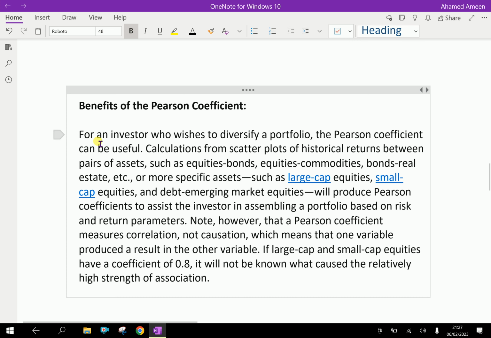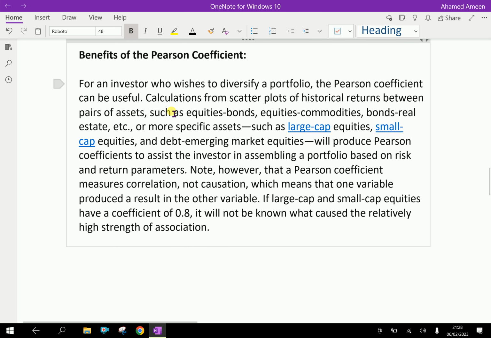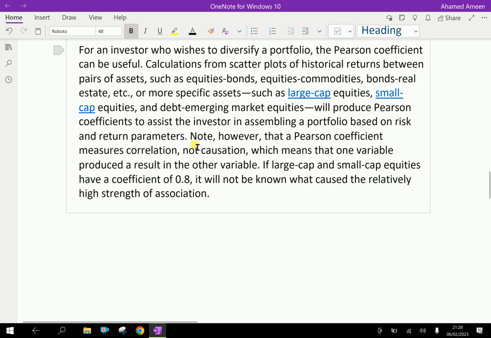Benefits of the Pearson coefficient. For an investor who, for example, wishes to diversify a portfolio, the Pearson coefficient can be useful. Calculations from scatter plots of historical returns between pairs of assets such as equities, bonds, commodities, real estate, etc., or more specific assets such as large cap equities, small cap equities, debt, and emerging market equities will produce Pearson coefficients to assist the investor in assembling a portfolio based on risk and return parameters.